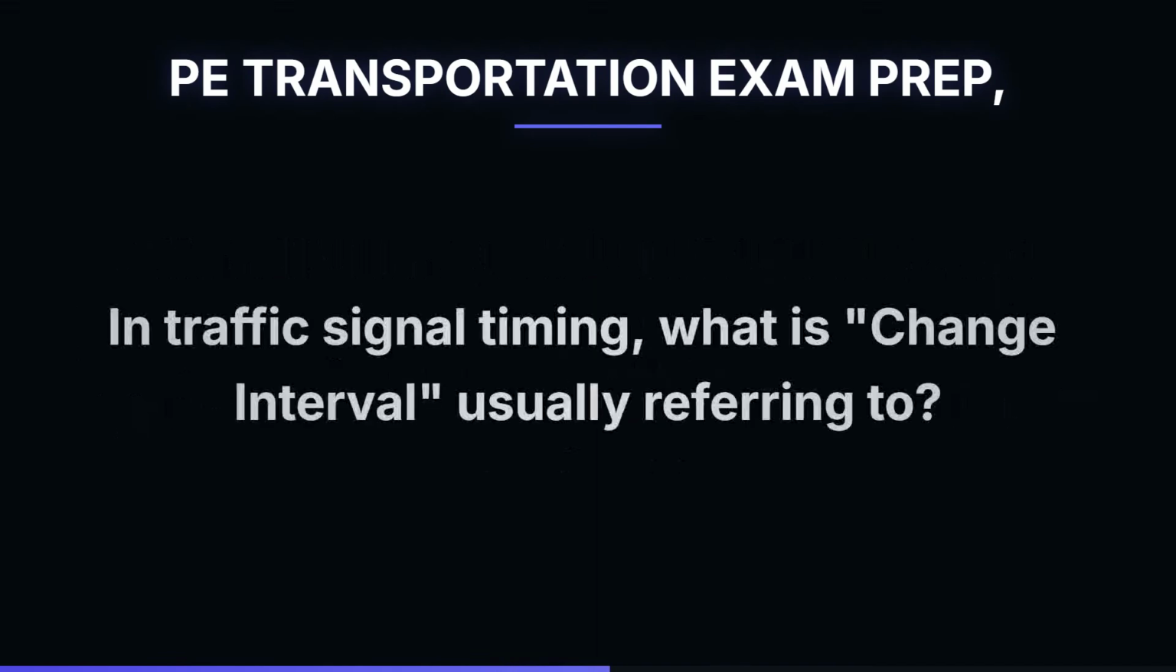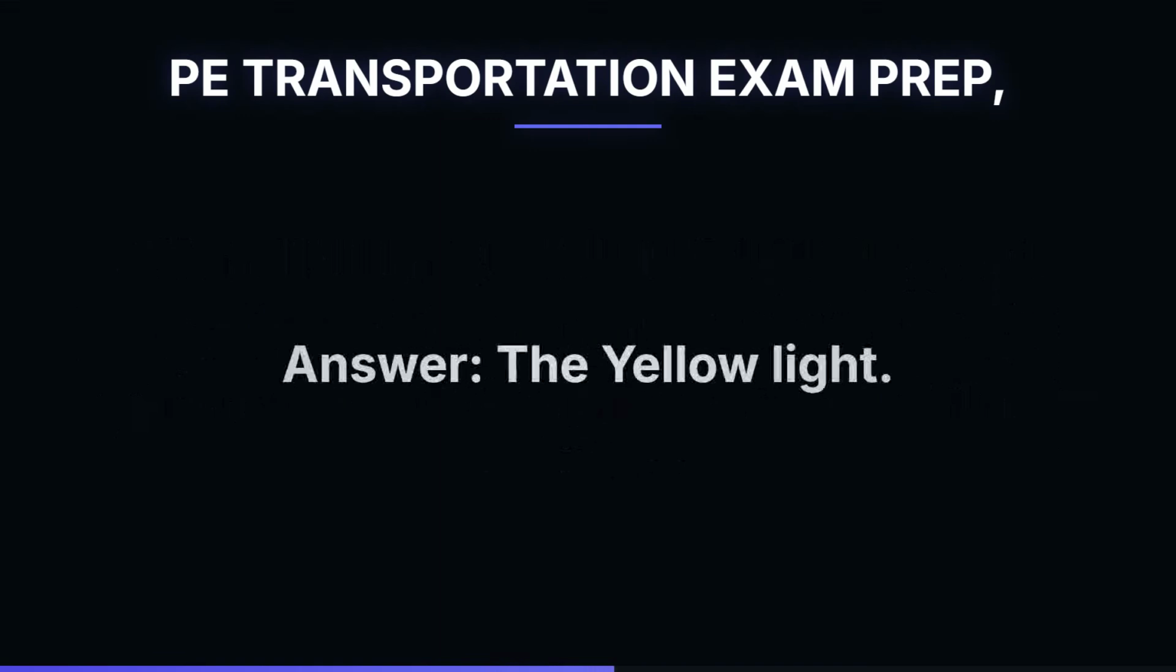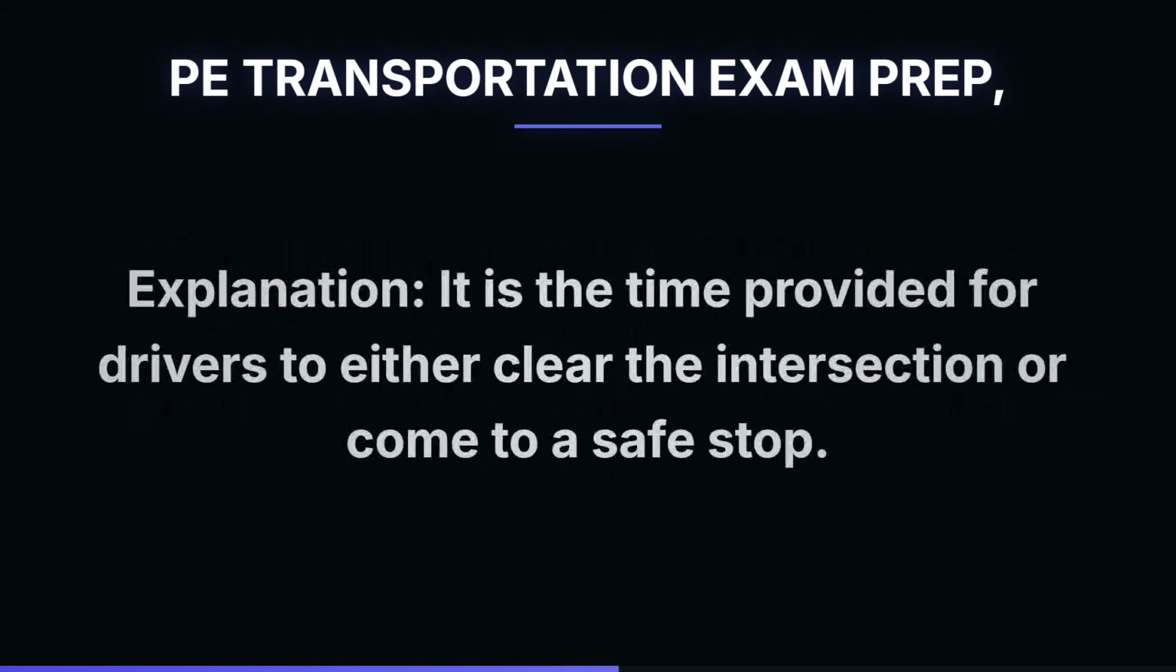5. In traffic signal timing, what is change interval usually referring to? Answer: the yellow light. Explanation: it is the time provided for drivers to either clear the intersection or come to a safe stop.